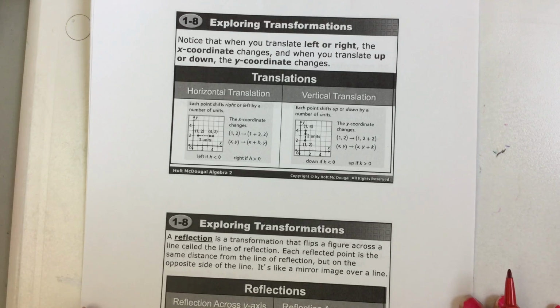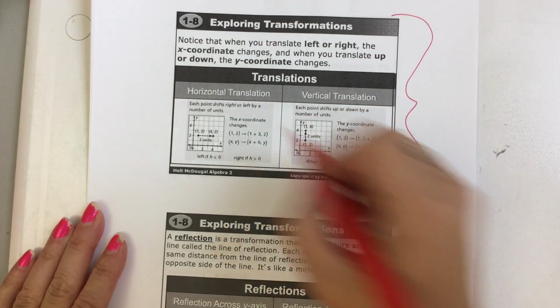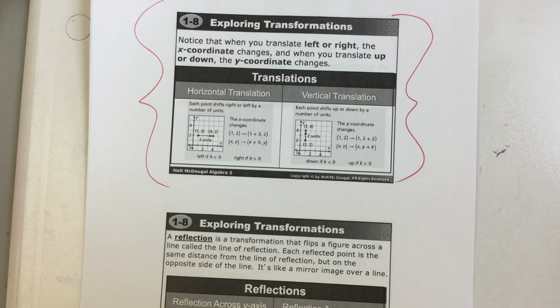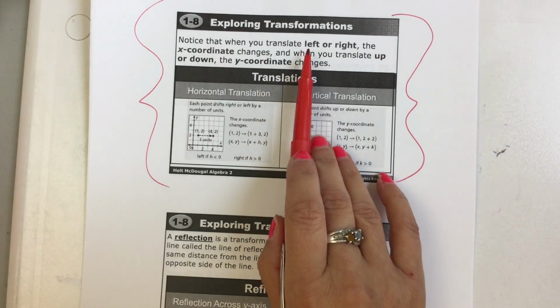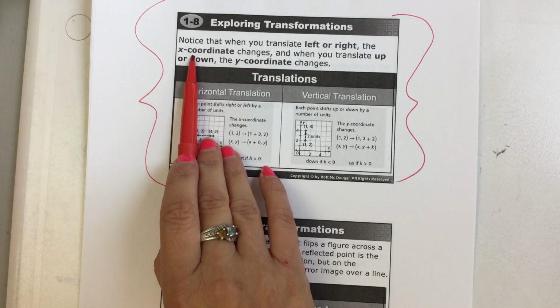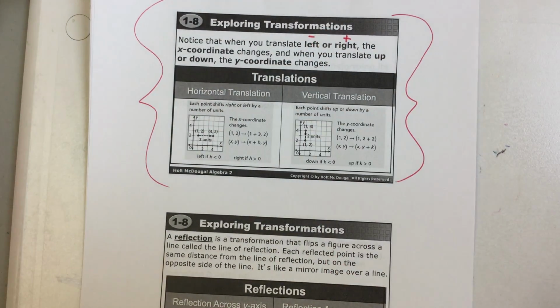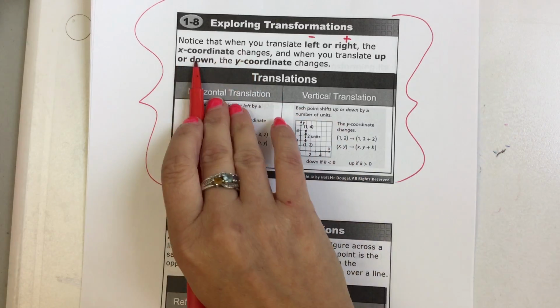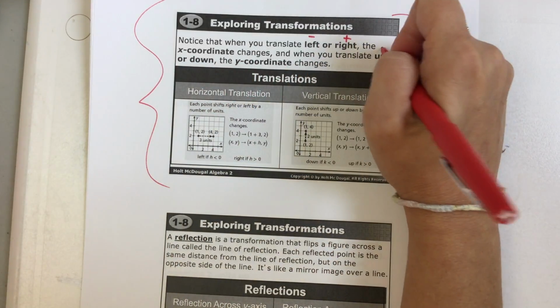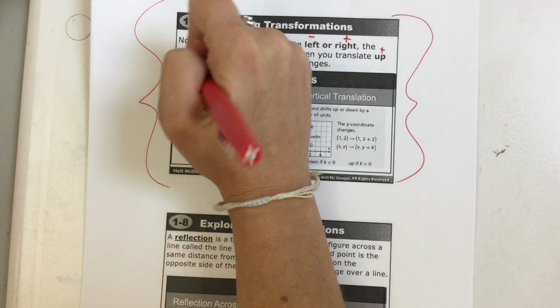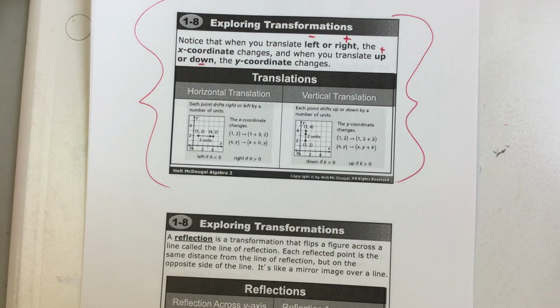It's kind of what I talked about, but I do think it's helpful to have a slide that just kind of reviews everything. So notice when you go left or right, you change the x-coordinate. If you want to go to the right, you add. If you want to go to the left, you subtract. If you want to go up or down, you change the y-coordinate. If you want to go up, you have to add to the y. If you want to go down, you have to subtract. So that's just a little reminder of what we did.